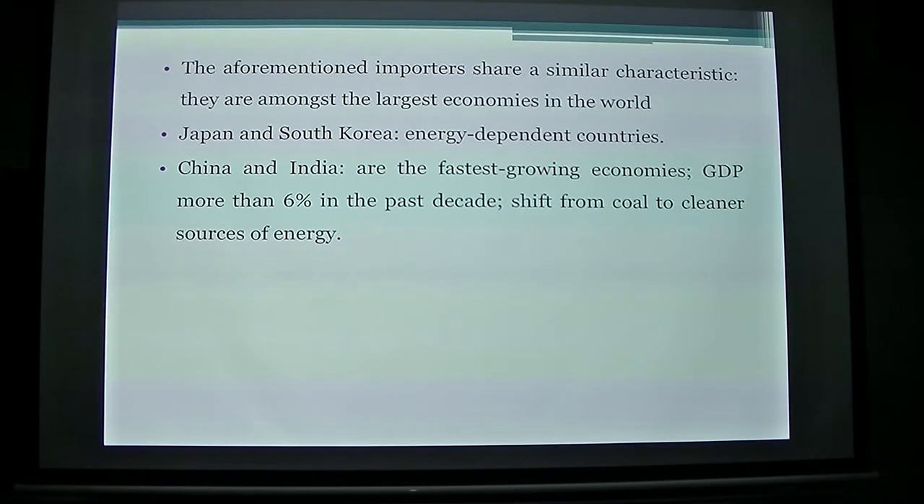Another reason why LNG is quite important, I would say, is that the aforementioned importers share similar characteristics. India, Japan, South Korea, and China are amongst the largest economies in the world, and particularly China and India have been developing quite rapidly in the past decade.